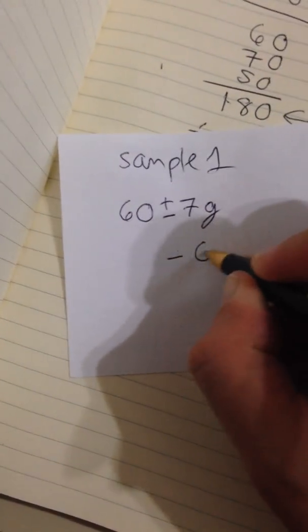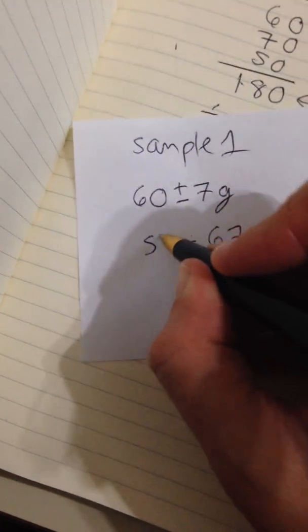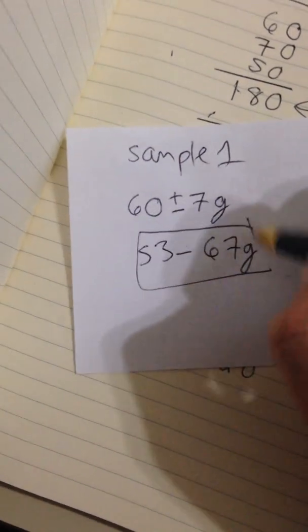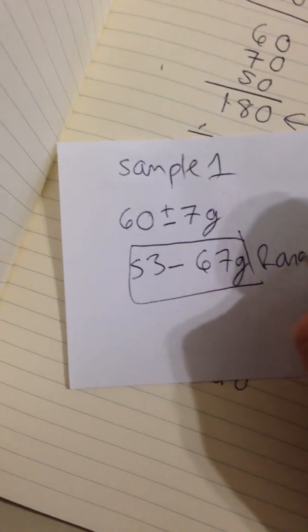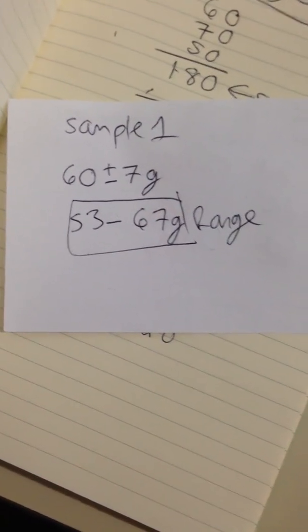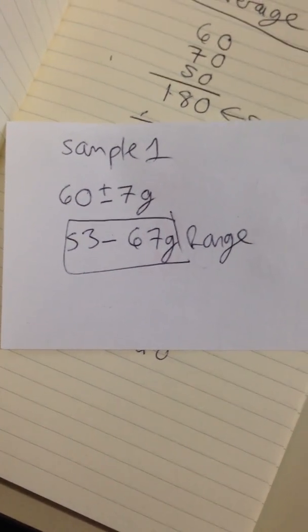And what that means is that this sample could weigh as much as 67 grams, that's the high end, or as low as 60 minus 7, which is 53 grams. So this 53 to 67 is what we call the range, and ultimately if the two samples' ranges overlap, we'll be able to say whether or not the two samples are different from one another. So let's look at sample number 2.